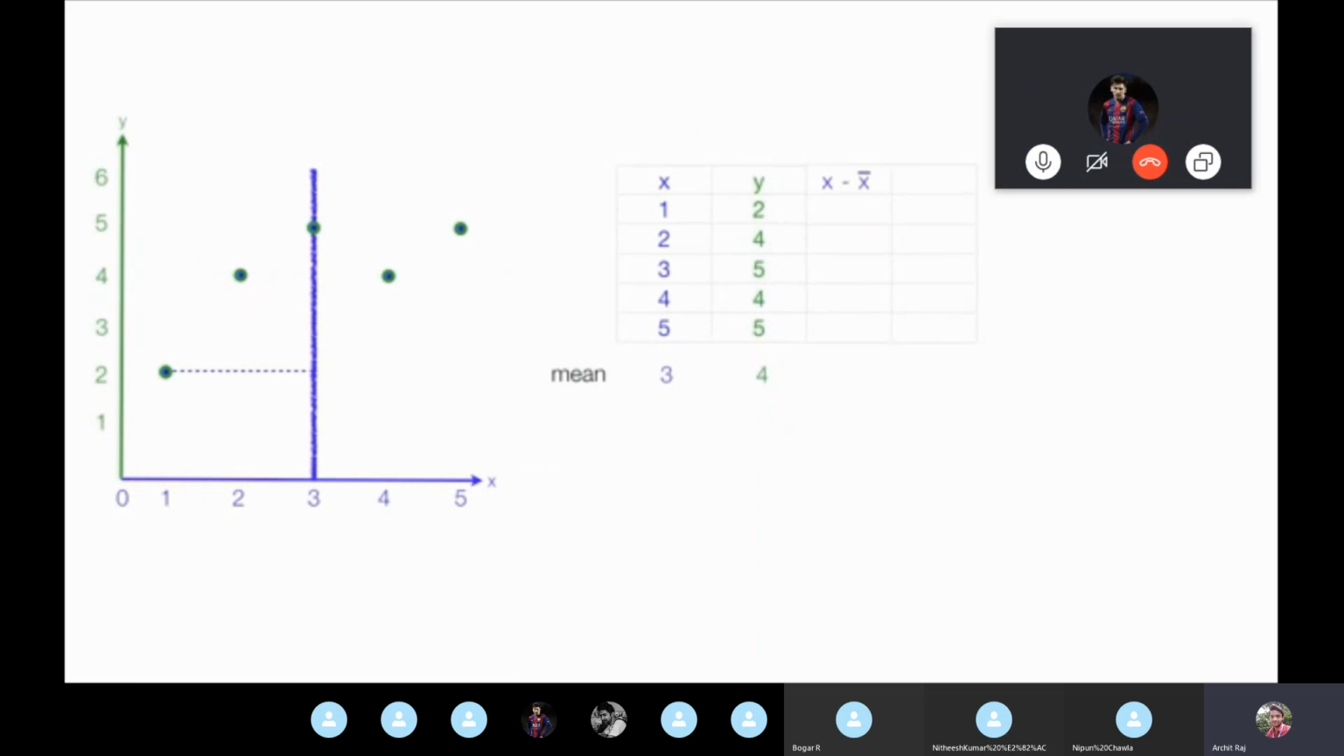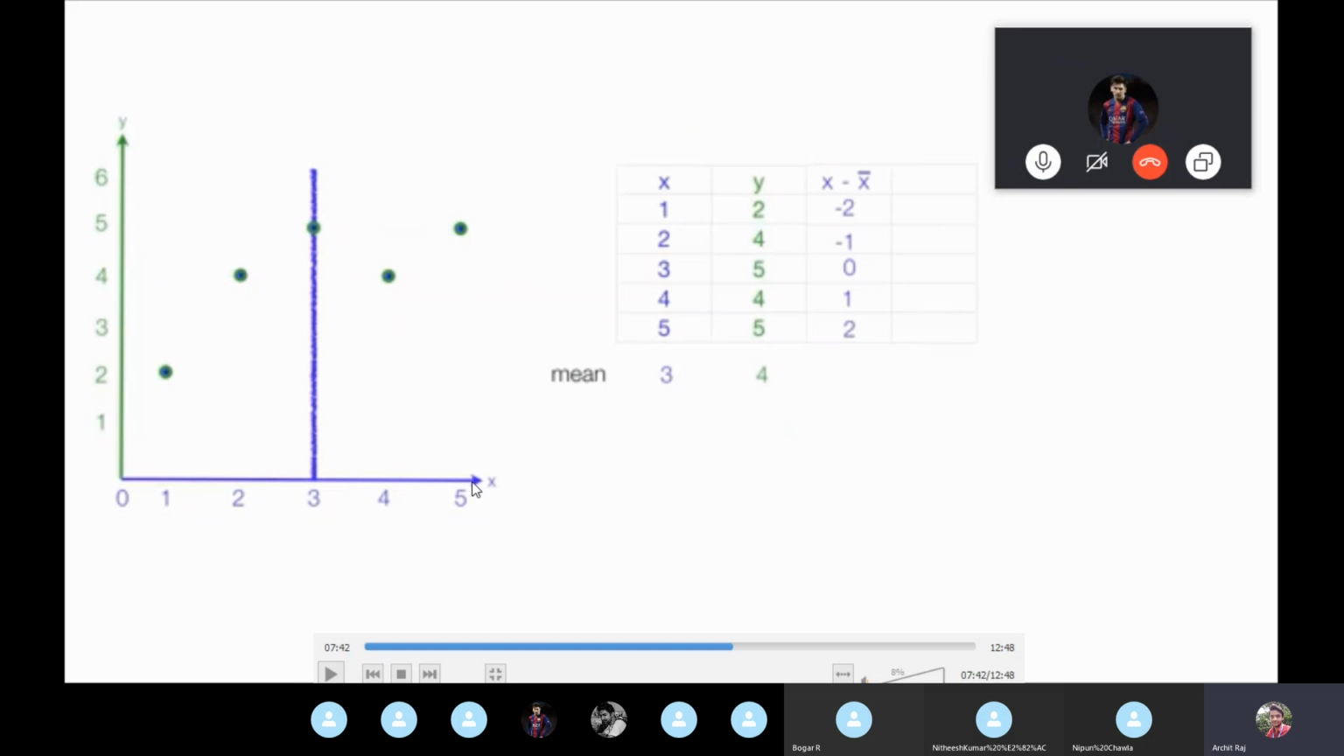Now how exactly are we going to write this? We'll have one more column, which is x minus x naught. X stands for the actual point where the point exactly resides, and x naught stands for the mean. So we'll find what exactly the number is. For the first point, it will be 1 minus 3, which is minus 2. For the second point, we'll have x as 2 and the mean will be 3, so we'll have minus 1. Similarly, we're going to have all the points: 3 minus 3 is 0, 4 minus 3 is 1, and 5 minus 3 is 2.